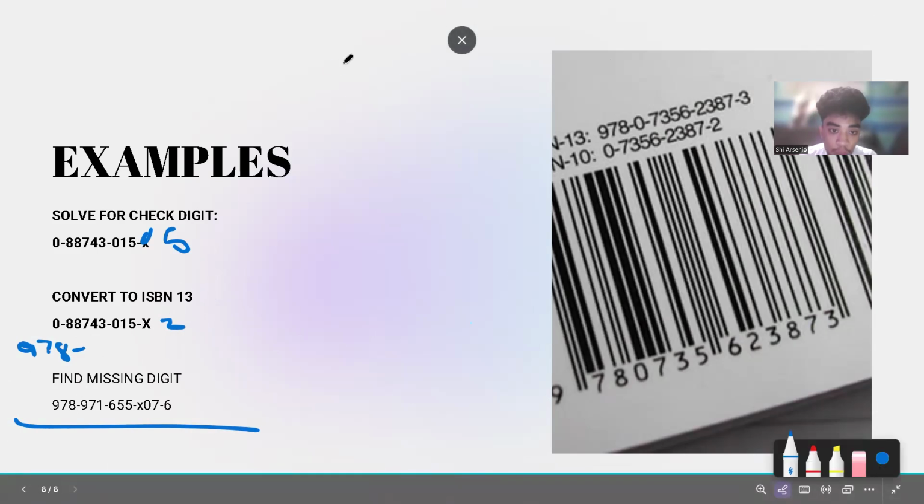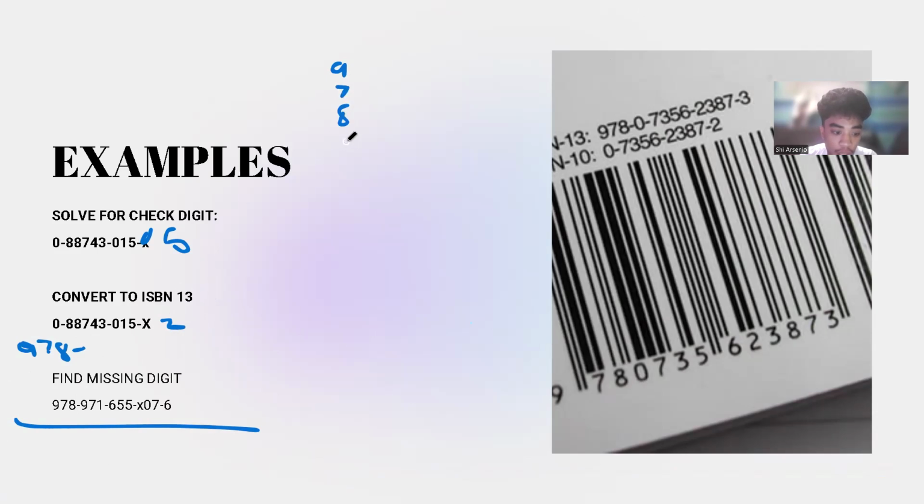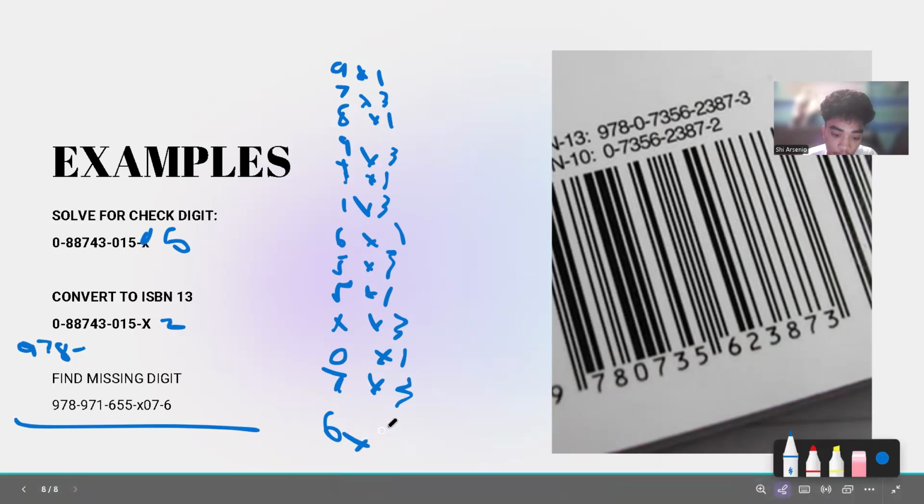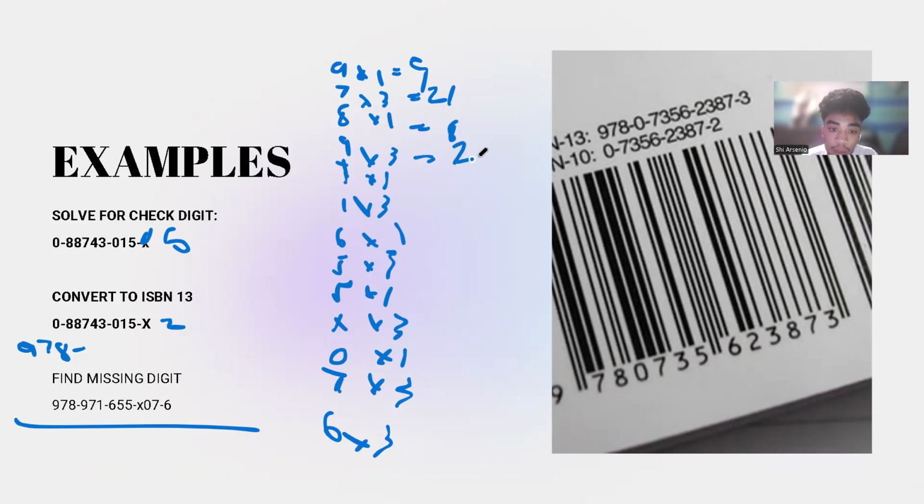So last, we will find the missing digit from this ISBN 13. Again, we will multiply alternately by 1 and 3. The missing digit will be represented by X. So times 1, times 3, times 1, times 3, and so on. 9 times 1 is 9, 7 times 3 is 21, 8 times 1 is 8, 9 times 3 is 27, 7 times 1 is 7, 1 times 3 is 3, 6 times 1 is 6, 5 times 3 is 15, 5 times 1 is 5.